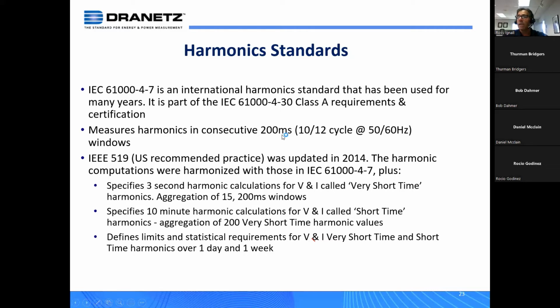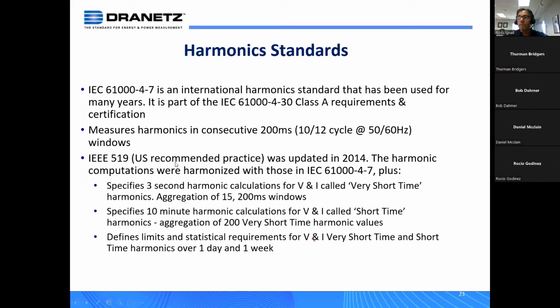Basically what this standard does, and in our next slide I'll break it down a little bit more, is measure harmonics in consecutive windows of 200 milliseconds. Not one cycle, not 100 cycles. It's looking at 200 milliseconds, which at 50 hertz is 10 cycles, and at 60 hertz is 12 cycles. So it looks at those 10 or 12 cycles, and it does the harmonics on that window of 200 milliseconds in time.